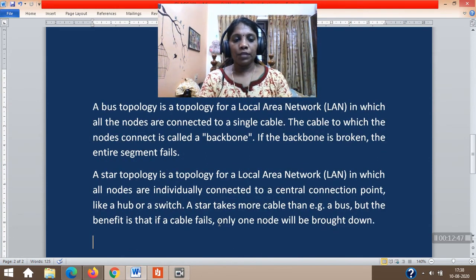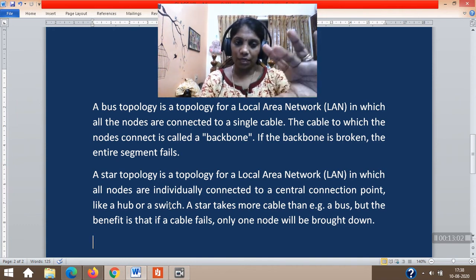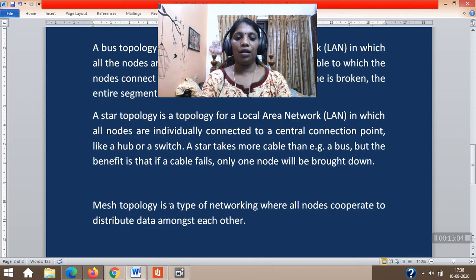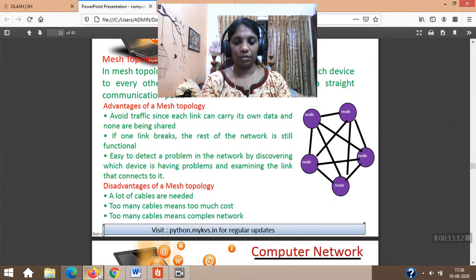Star topology: a topology for a local area network in which all nodes are individually connected to a central connection point called a hub or a switch. I told that. Then the other things. Star takes more cable than bus and all. No need, that is enough. The extra added. Mesh: it's a type of network where all nodes cooperate to distribute data amongst each other. The other definition which we told is also correct.